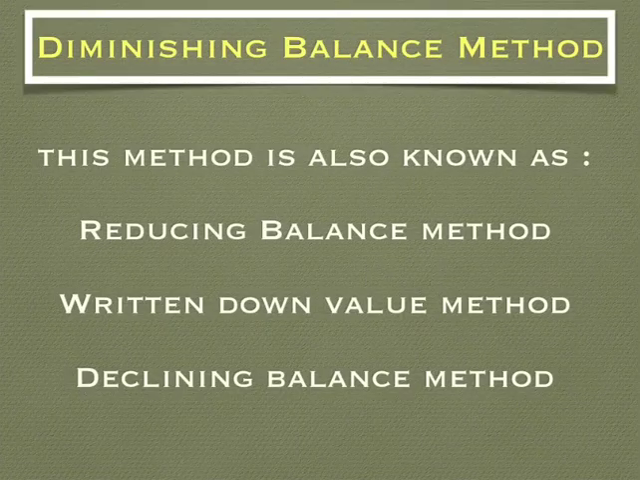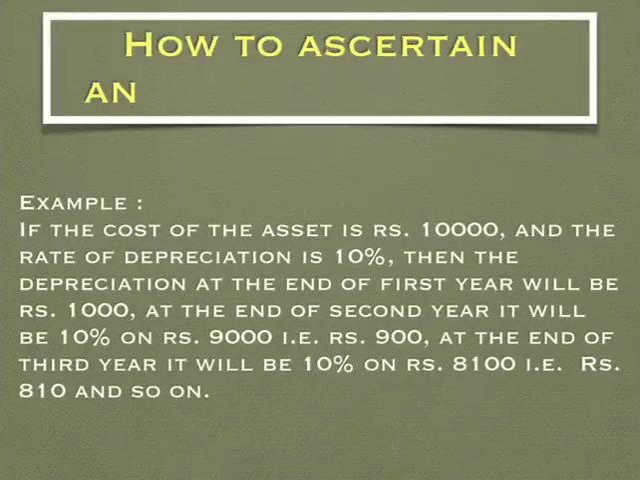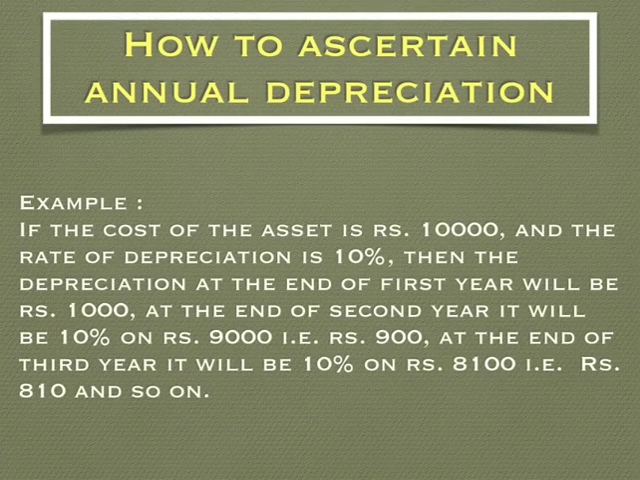Diminishing balance method is also known by various names. This is known as reducing balance method. This can also be known as written down value method and declining balance method. Like fixed installment method, diminishing balance method also has several names. How to ascertain annual depreciation under diminishing balance method? Here I have given one simple example.